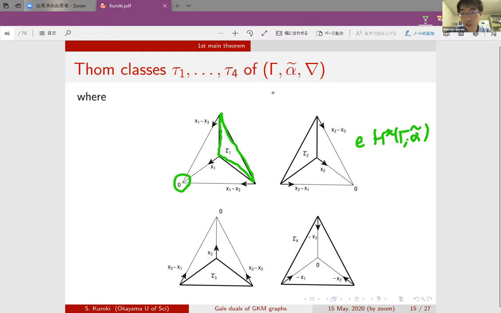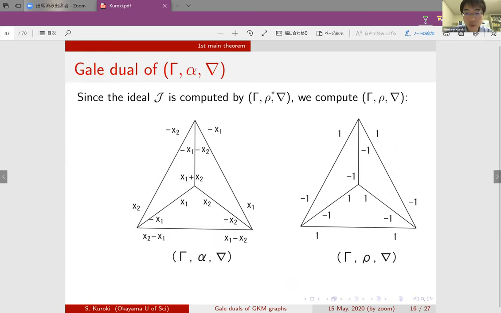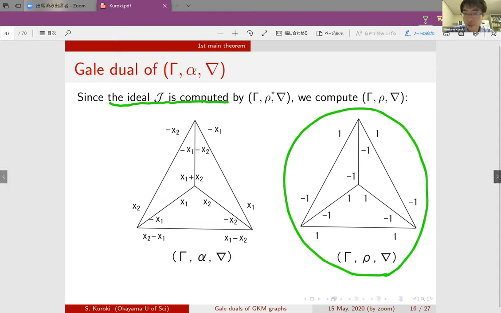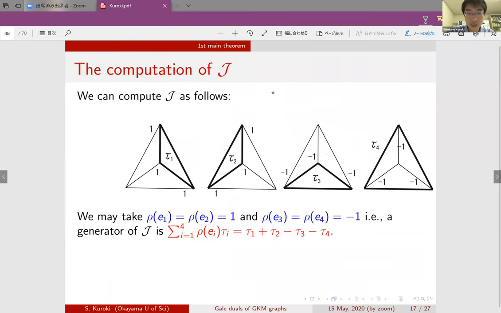Okay, so this equivariant cohomology is generated by these four objects. And the Gale dual is determined from... oh, I'm sorry. So I want to compute the ideal J. To compute it, we need a Gale dual. In this case, the Gale dual is something like this. We've already computed it, and then we can find these things. Okay, so this gives the coefficients of the ideal.